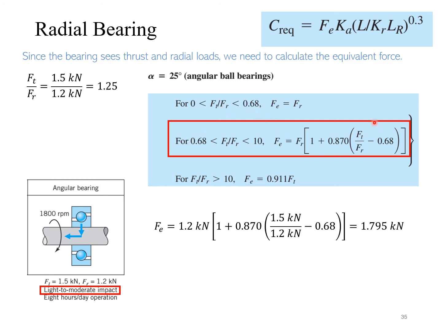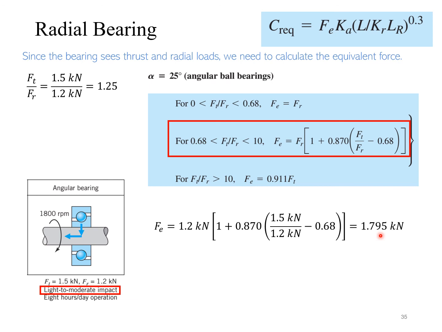Well, 1.25 is this middle one again. But notice the formula is a little bit different. Hopefully you remember that from the previous slide. Anyway, the formula calls for putting the radial load, 1.2 kilonewtons, then multiplying it by 1 plus 0.87, and then multiplying by the ratio of the thrust to the radial minus 0.68. We plug all of this into the calculator and we get an equivalent load of 1.795 kilonewtons.